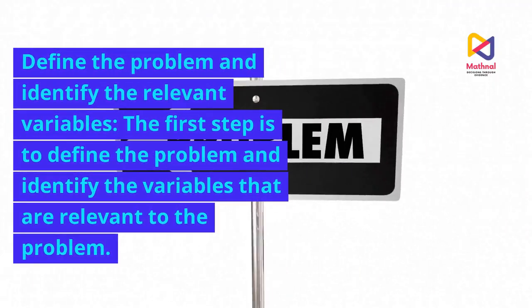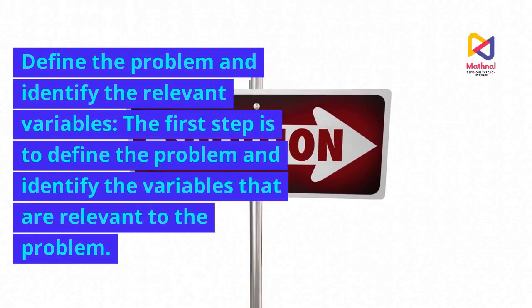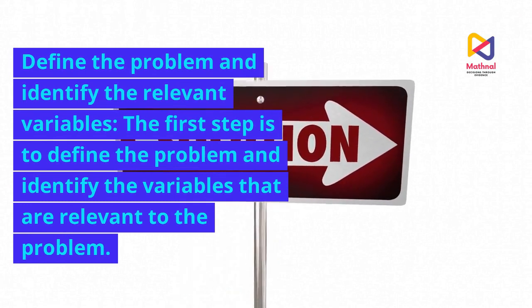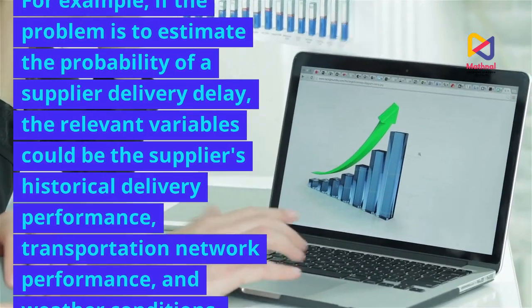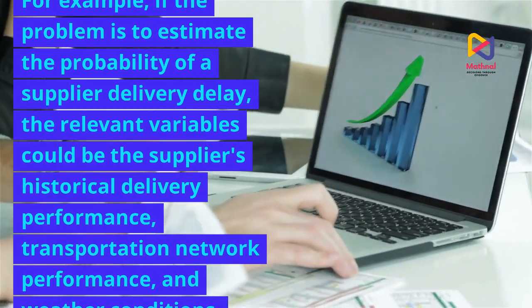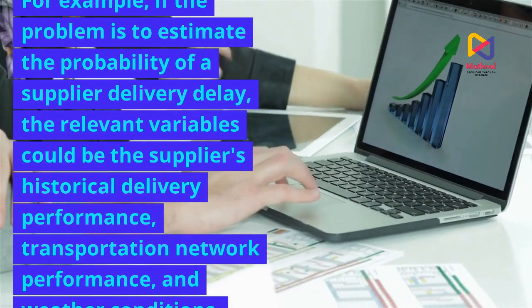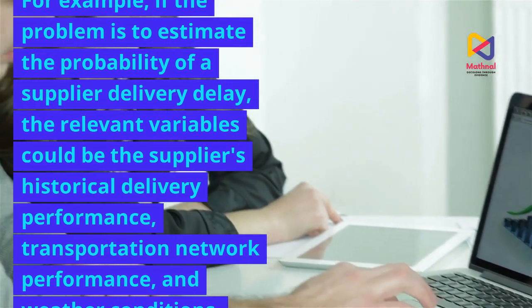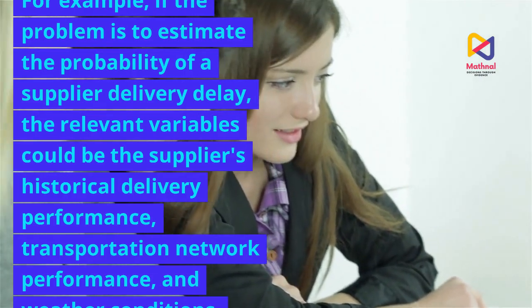Define the problem and identify the relevant variables. The first step is to define the problem and identify the variables that are relevant to the problem. For example, if the problem is to estimate the probability of a supplier delivery delay, the relevant variables could be the supplier's historical delivery performance, transportation network performance, and weather conditions.